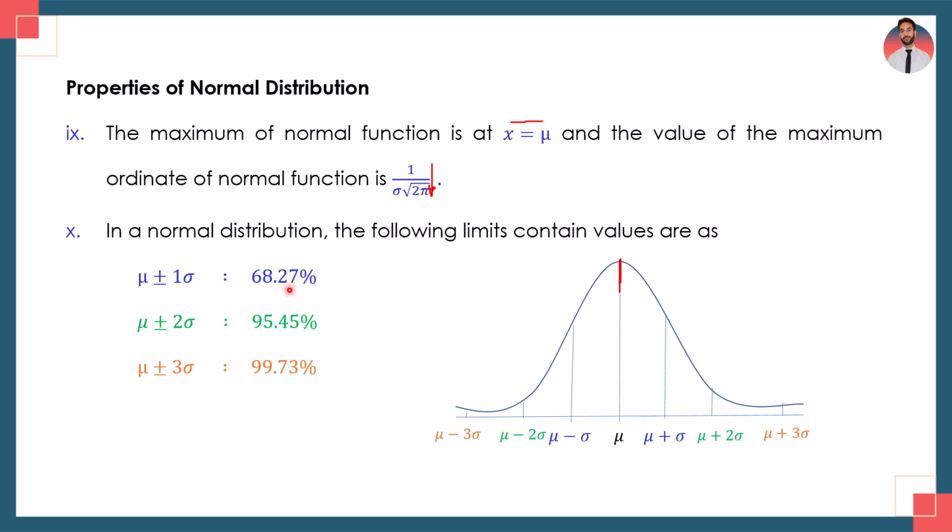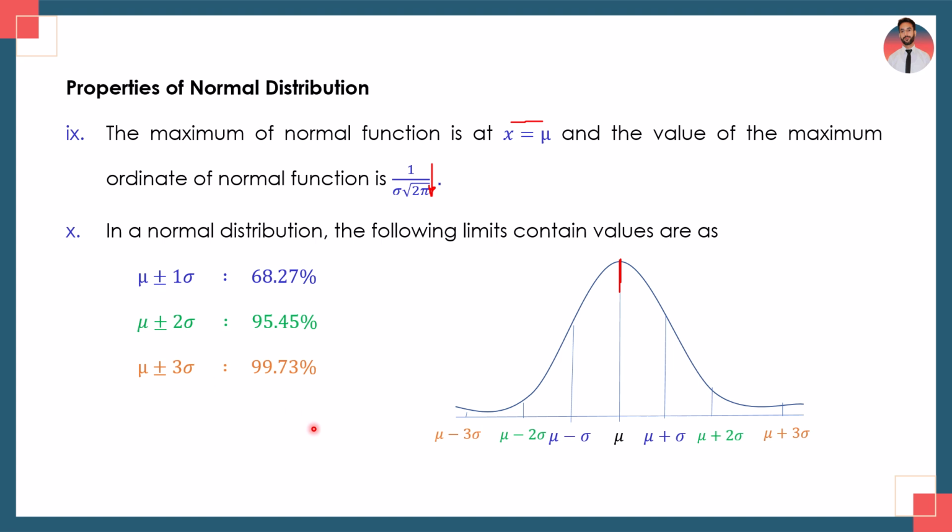68.27%. I show it with blue text, and in the green text mu plus minus 2 sigma, these are the 2 sigma limits, and that covers 95.45% of the observations. So 95% of the observations of the total data set will be covered with these two limits mu plus minus 2 sigma, and I write it in green: mu minus 2 sigma and mu plus 2 sigma. And last, mu plus minus 3 sigma limits cover 99.73% data, approximately 100% data covers with these two limits plus minus 3 sigma.